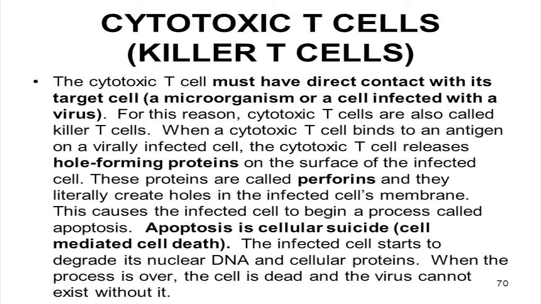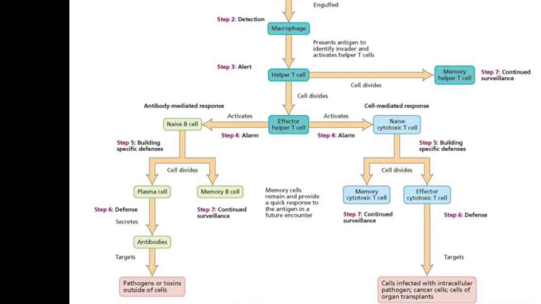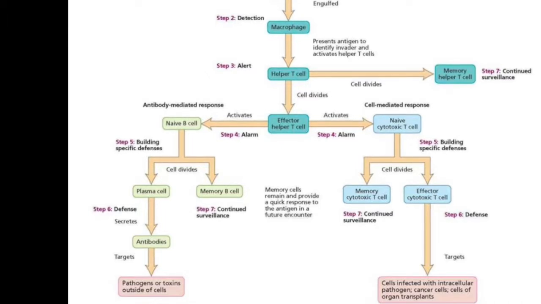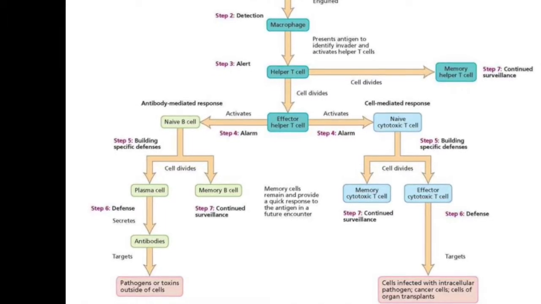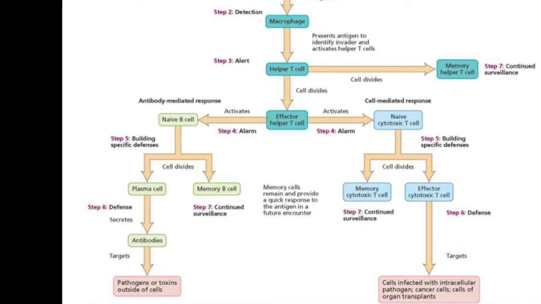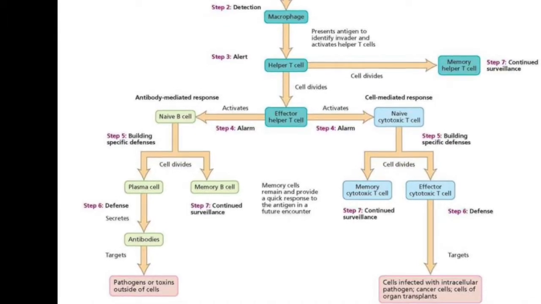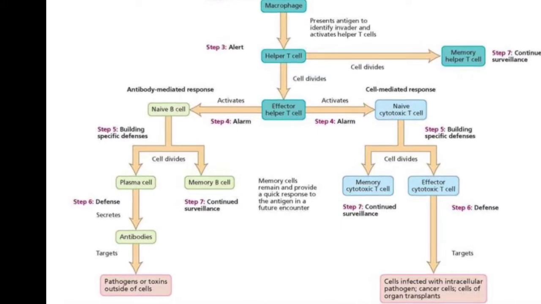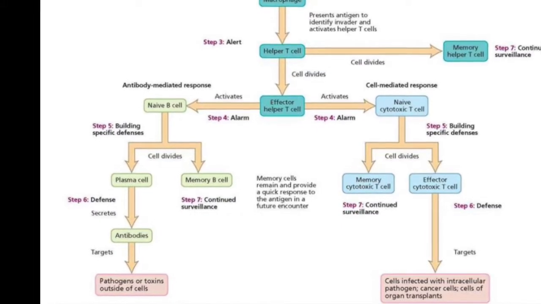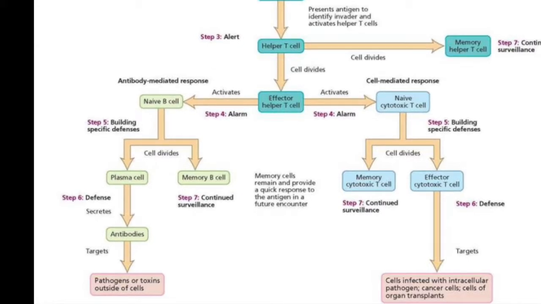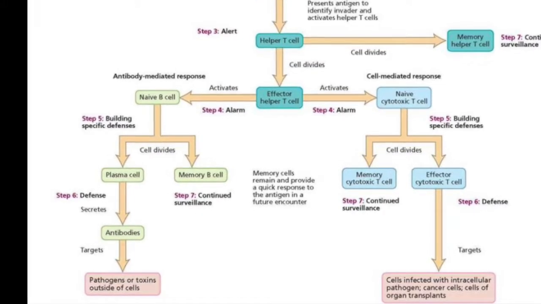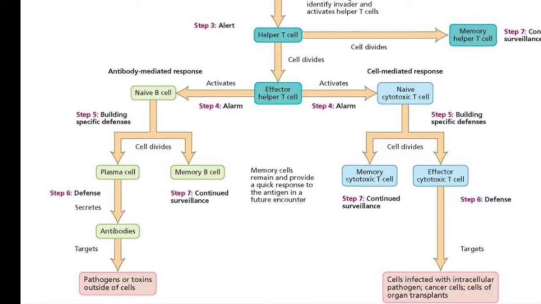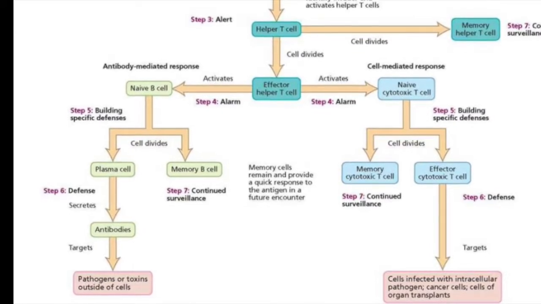Next, we move into just a continued period of watching what's going on, making sure that nothing else happens. So when those helper T cells and cytotoxic T cells and B cells were activated originally, memory cells were also created. Those memory cells will just hang around and simply watch and make sure nothing happens. And if there's another attack, then it will be able to respond much quicker this time around.